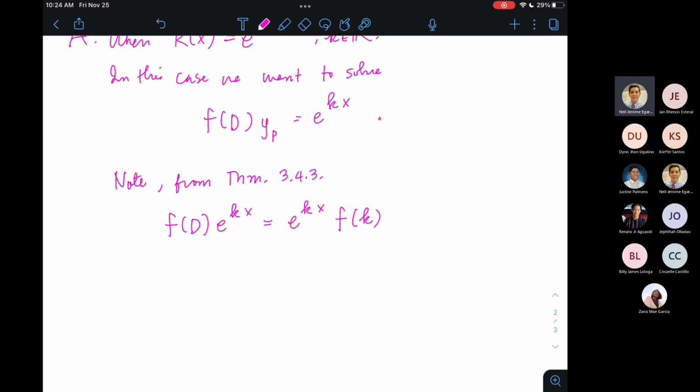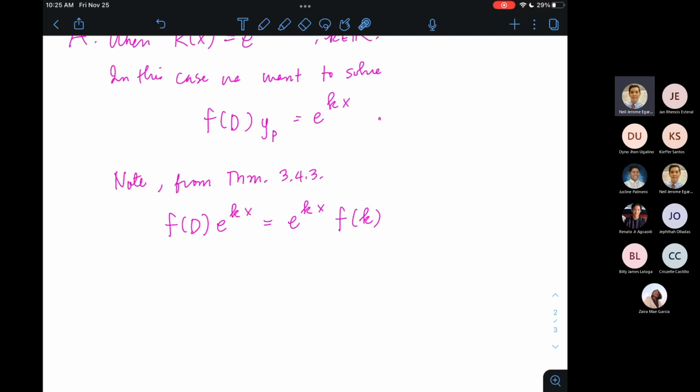So this is, I think, did we prove this? I think this is one of the ones where we skipped the proof. But this is theorem 3.4.3. If f of D is applied to e to the kx, then that is equal to e to the kx times f of k.